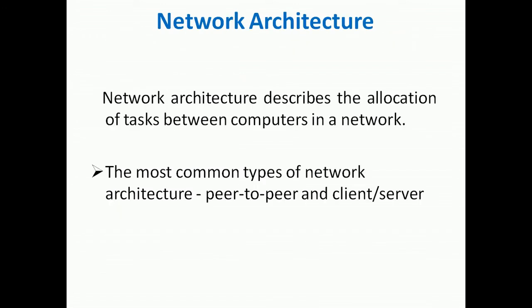Next, what is network architecture? Network architecture describes the allocation of tasks between computers in a network. There are so many computers in a network. So how tasks are distributed, how tasks are allocated among those computers. So there are two most common types of network architectures: peer-to-peer and client-server architecture. So we see one by one.